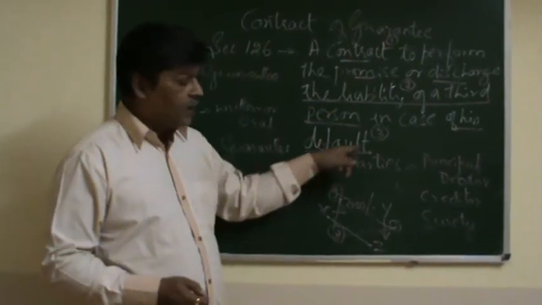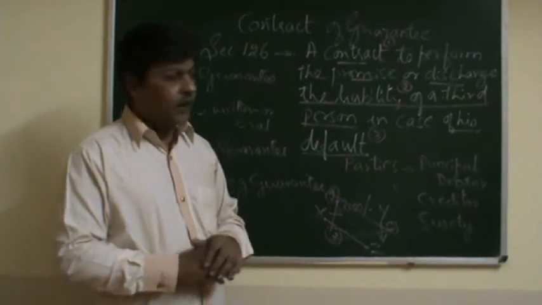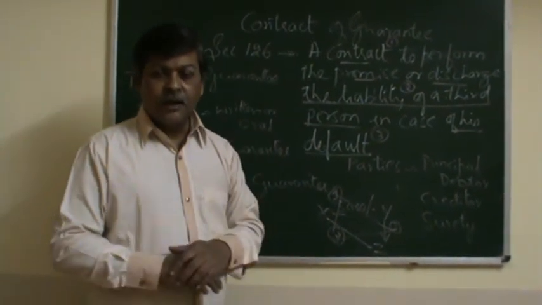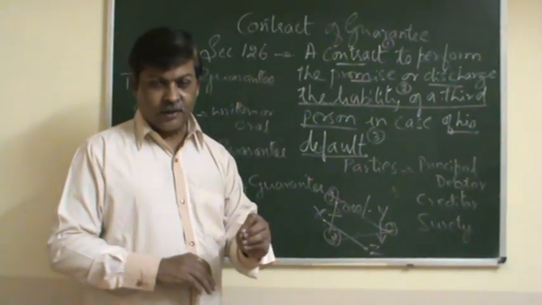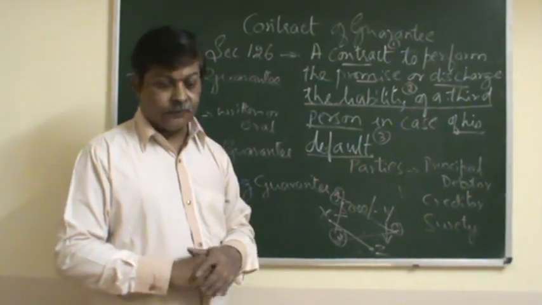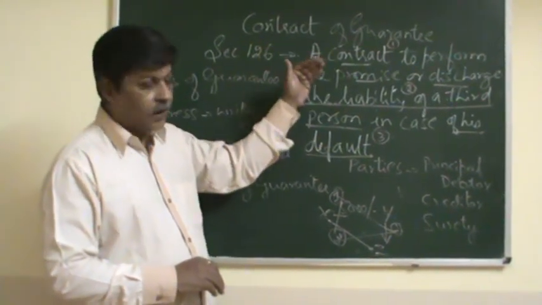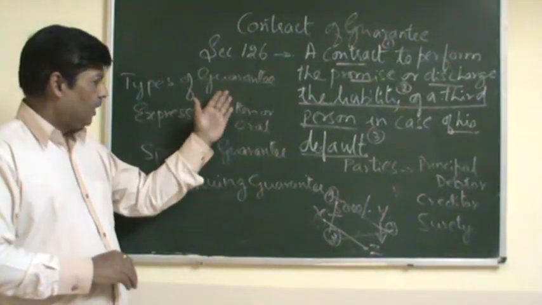So it is a triangular contract, and it should fulfill all the essentials of a contract. This is given in Section 126, the definition of the contract of guarantee or the contract of surety. And for the contract of guarantee, we have got two types.